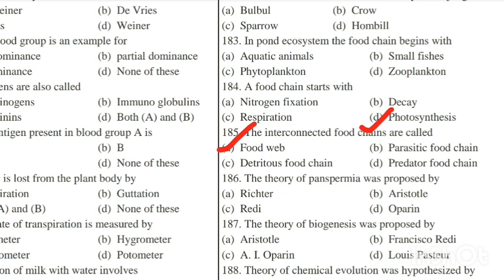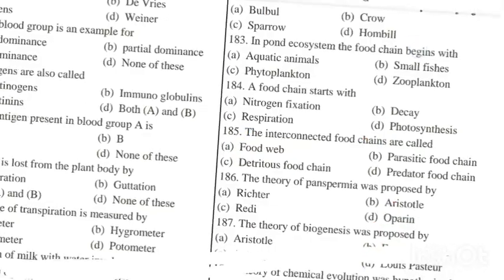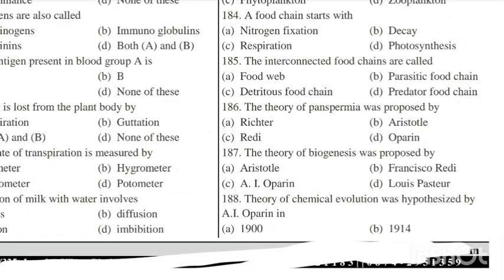The theory of panspermia was proposed by Oparin. Next question, the theory of biogenesis was proposed by Louis Pasteur. Next question, the theory of chemical evolution was hypothesized by A.I. Oparin in which year? The correct answer is 1914.